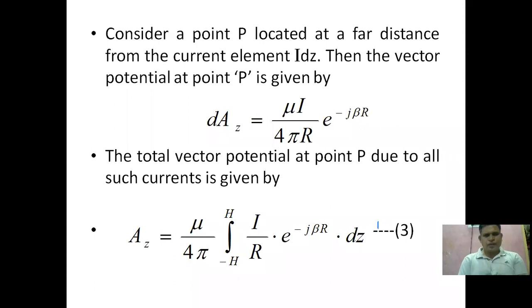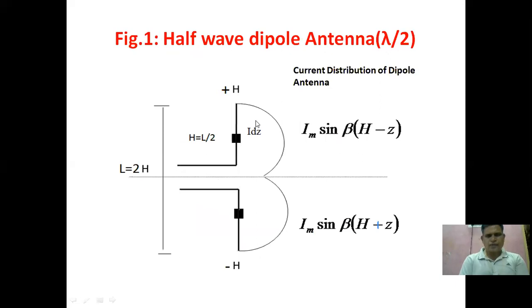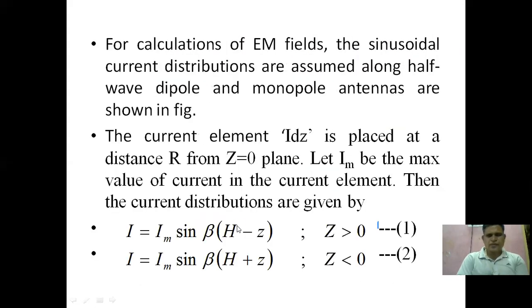From the differential vector potential, we can compute the vector potential by integrating. Due to this small differential volume, we are finding the differential vector potential, but we have to consider the entire region. If you take this half wave dipole from minus h to plus h, you have to compute the vector potential, and for that purpose you have to integrate from minus h to plus h. That's why we are writing it here.